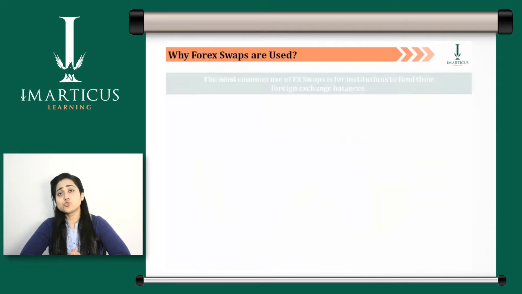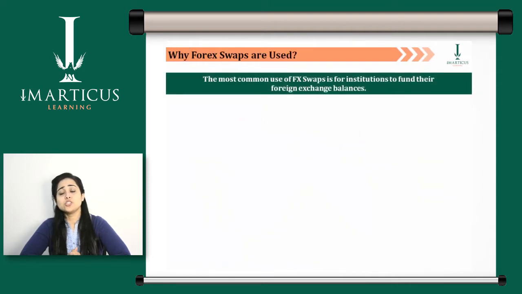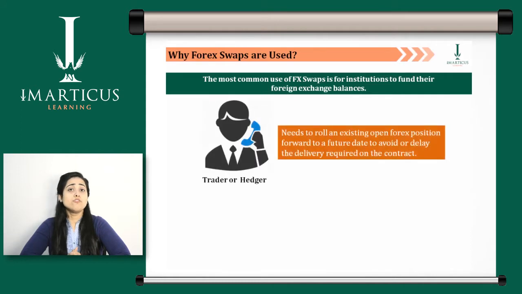The most common use of an FX swap is for institutions to fund their foreign exchange balances. A foreign exchange swap will often be used when a trader or hedger needs to roll an existing open foreign position forward to a future date to avoid or delay the delivery required on the contract. Nevertheless, a forex swap can also be employed to bring the delivery date closer. As an example, foreign exchange traders will often execute rollovers, more technically known as tom-next swaps, to extend the value date of what was formerly a spot position entered into one day earlier to the current spot value date.